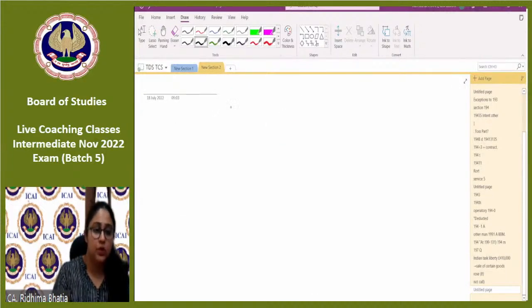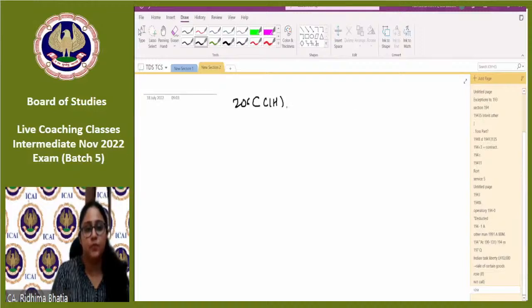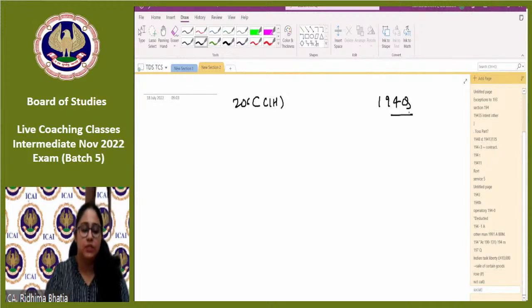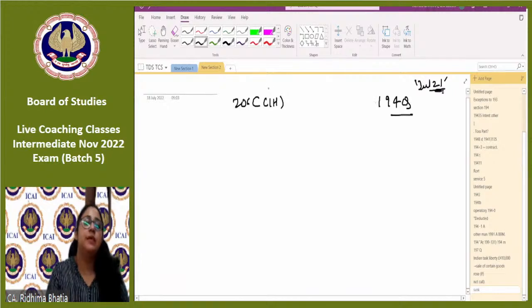Between 206C 1H and 194Q. Right? Now here there is a confusion, correct? Now 194Q is a TDS section, and this although came from July 21, but this will supersede my TCS section. What did I say? This will supersede my TCS section.